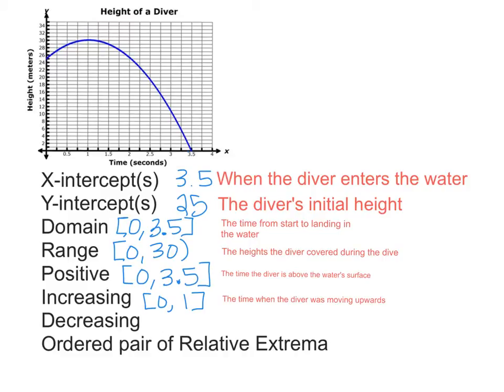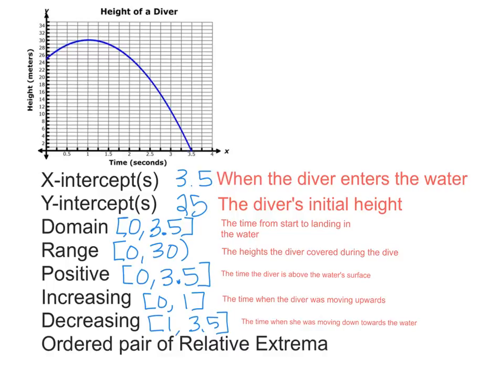Decreasing then is from that point all the way down to when she hits the water. So decreasing is going to be from 1 to 3.5 because that's when she hits the water. And contextually, what that means is the time in which she is moving downward. So from the maximum to meeting the water's surface.